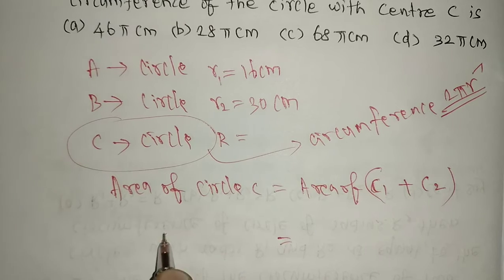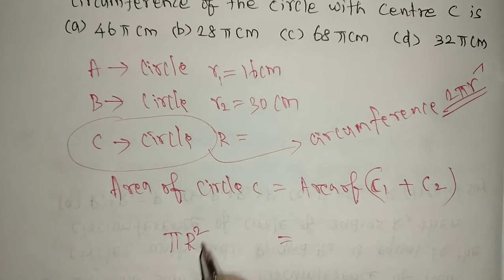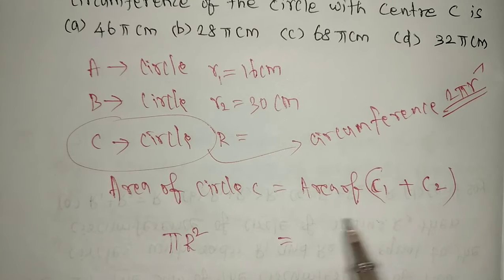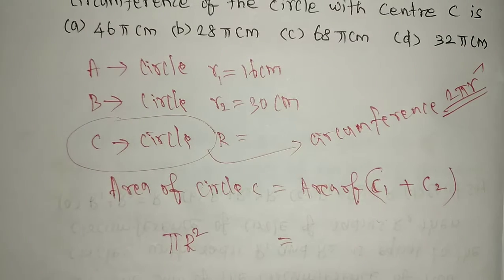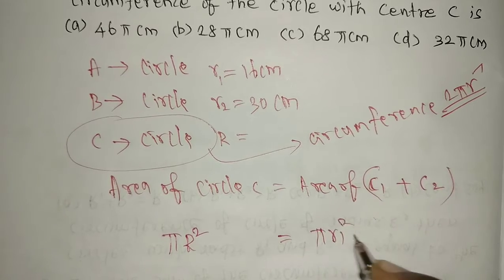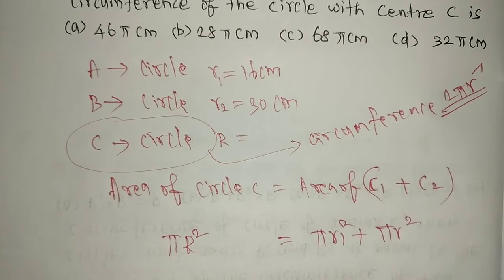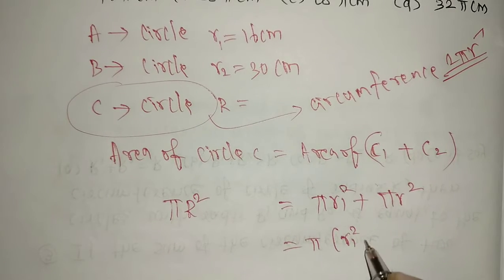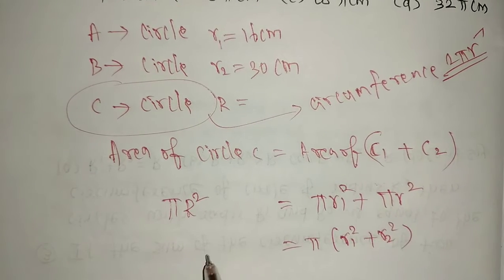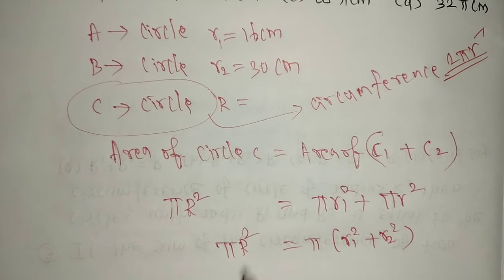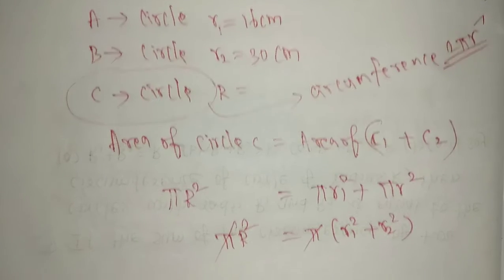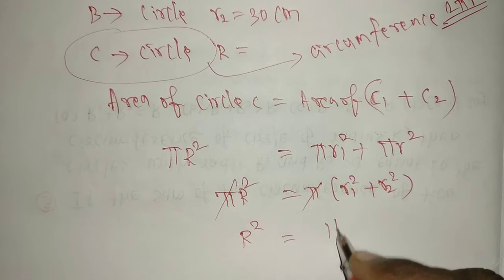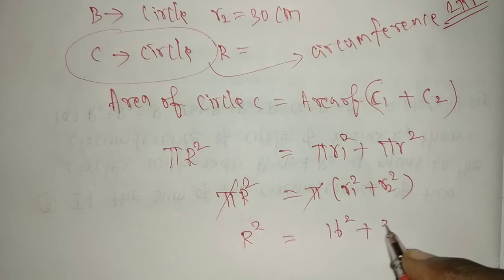So area of circle C is pi capital R square. I have taken capital R square for circle C, and for circle 1 and circle 2, I have taken R1 and R2. So pi R1 square, pi R2 square. If you take pi commonly outside, then we are getting R1 square plus R2 square. And here we have pi R square, so pi will be cancelled. The remaining I have R square, which is equal to R1 value 16 square plus R2 value 30 square.